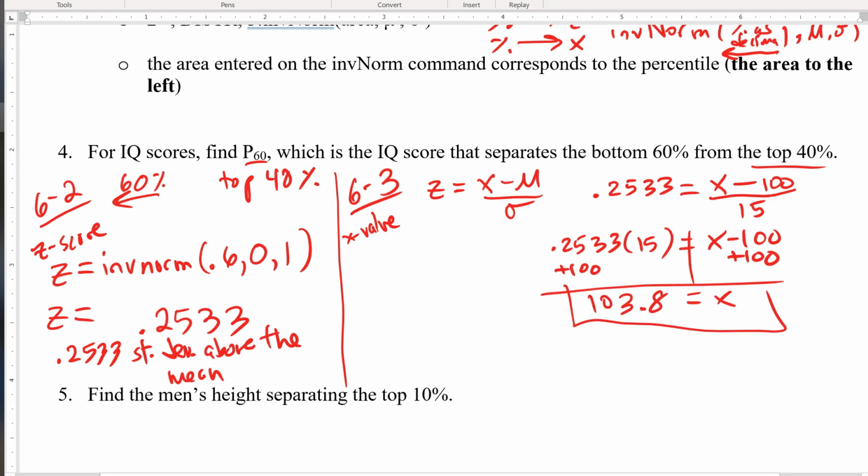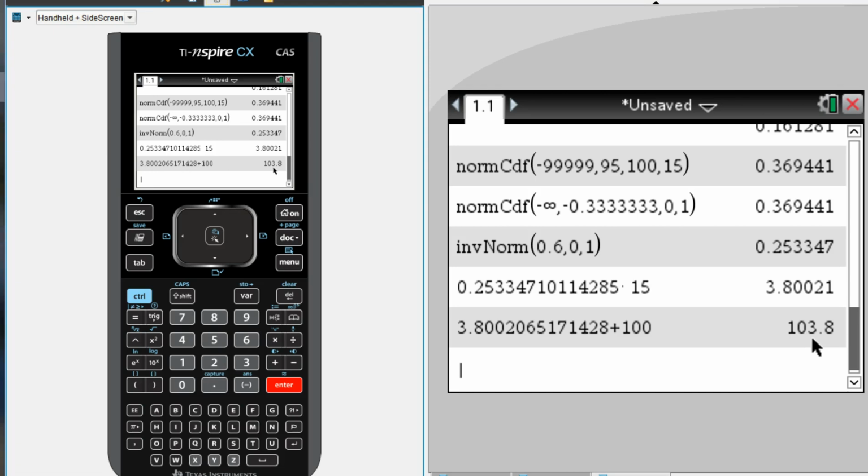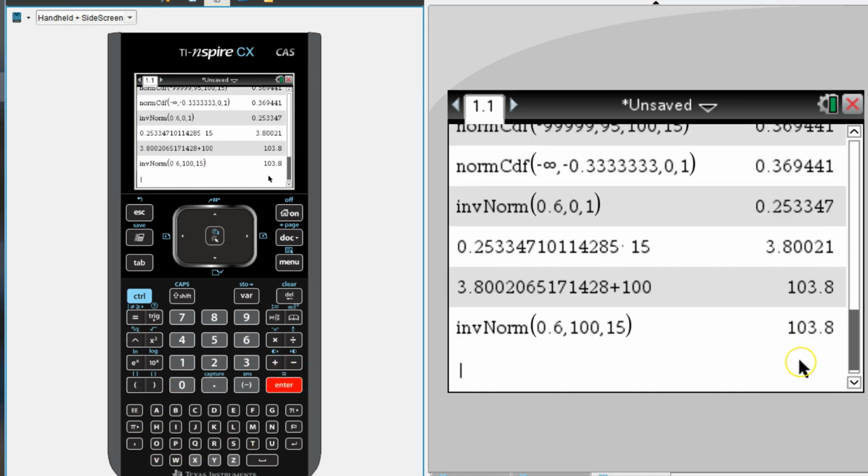So that's an option. The other option is I can actually go straight to an x by using inverse norm. Same percentage, 0.6, but fill in the actual mean and the actual standard deviation. So the actual mean was 100. The actual standard deviation was 15. And so if I go to my inverse norm, and instead of 0, 1, I use the actual mean and the actual standard deviation, then it will go straight to the x.